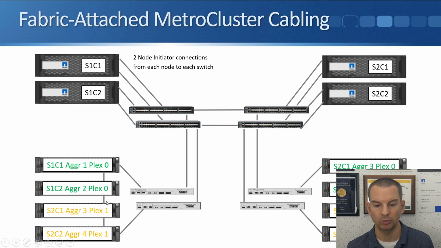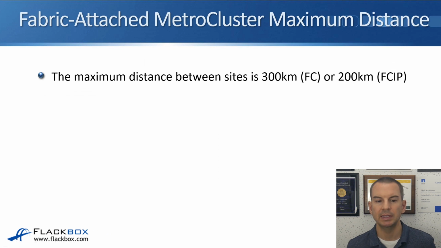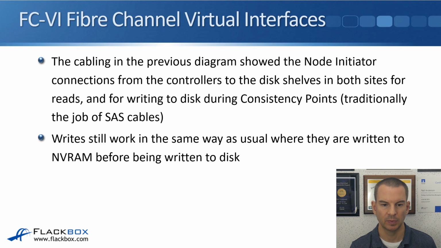So we have that in building 1. We have the same thing in building 2 as well. So now for the controllers to connect to the disk shelves, for the disk reads and writes, that's connected via Fibre Channel switches and then down to the ATTO Fibre Bridge, and that gives us connectivity both within the site and across the 2 sites as well. The maximum distance for Fabric attached MetroCluster is 300 kilometers if you're using native Fibre Channel, 200 kilometers if you're using FCIP.